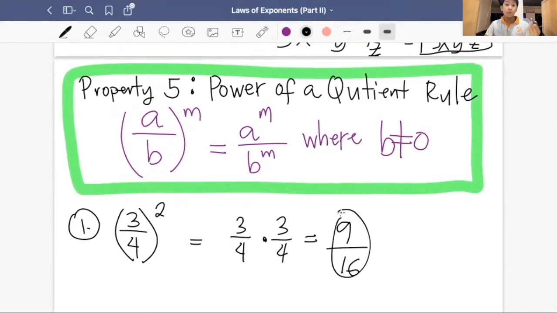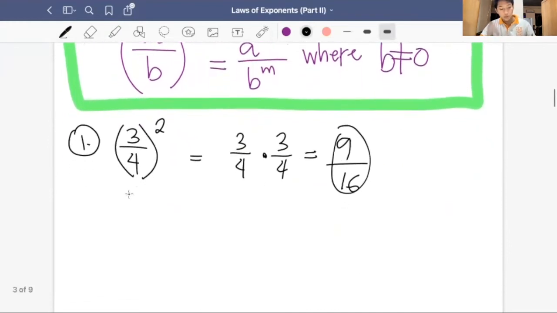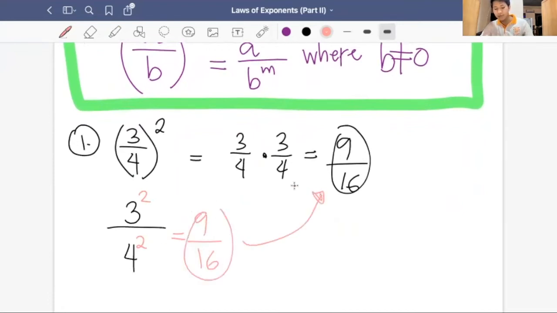But using our property number 5, which is the power of the quotient rule, we can just distribute the 2. So we have 3 to the 2nd power over 4 to the 2nd power. And that is just equal to 3 times 3, 9, 4 times 4, 16. So they are just the same using the power of a quotient rule.